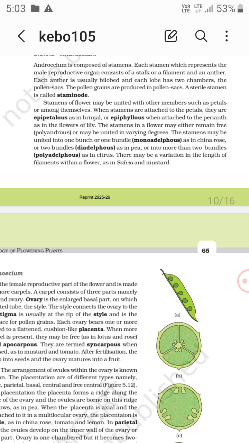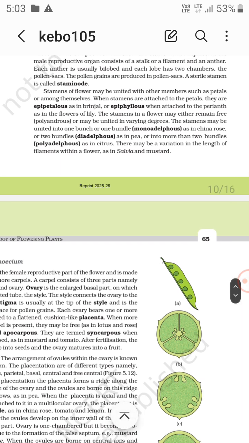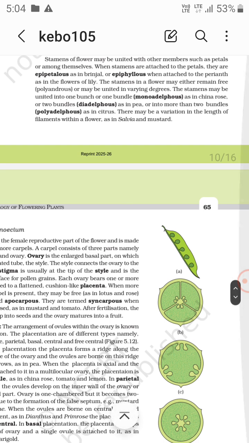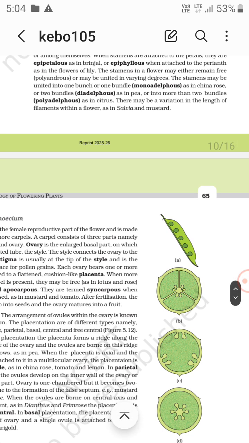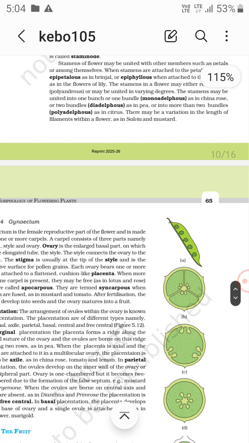the perianth. Okay. Now polyandrous, when stamens in a flower may either remain free, that is polyandrous, or may be united in varying degrees. So monoadelphous, seen in China rose, when the stamens are united into one bunch or one bundle. And if there are 2 bundles, that is diadelphous, as seen in pea, or into more than 2 bundles, that is polyadelphous, as in citrus. Now variation in length of the filaments within a flower, as in salvia and mustard.